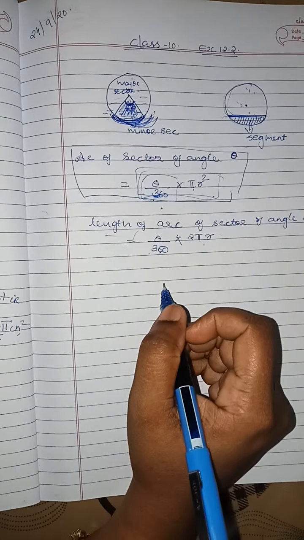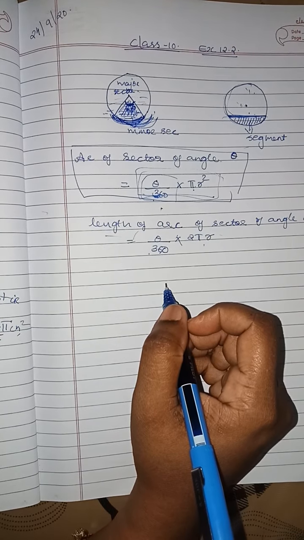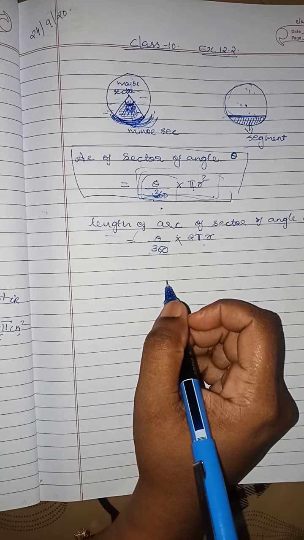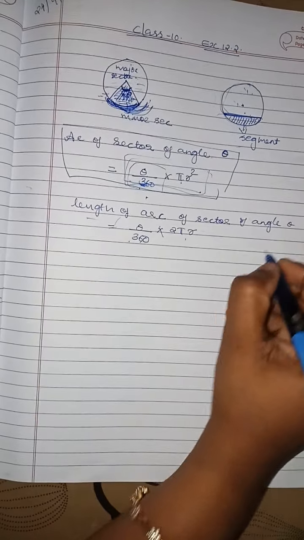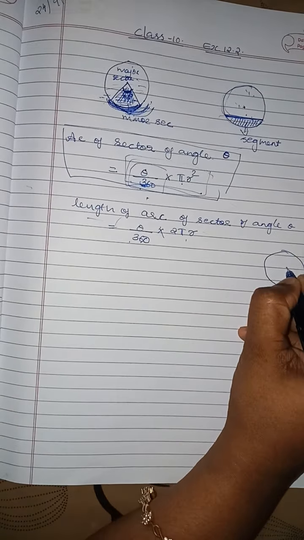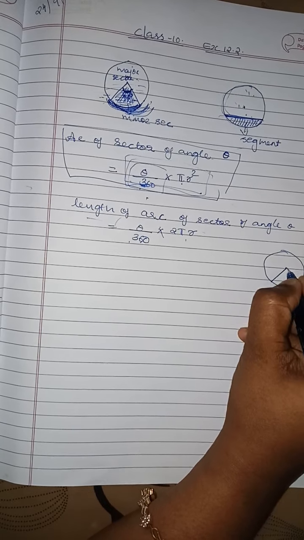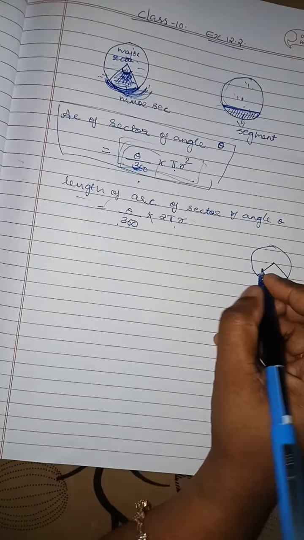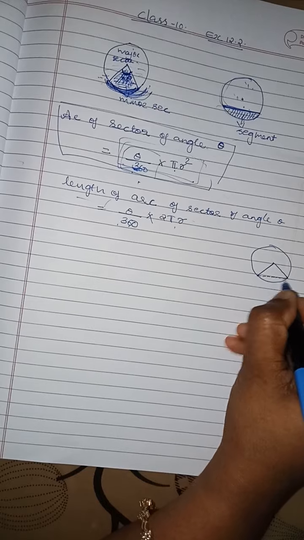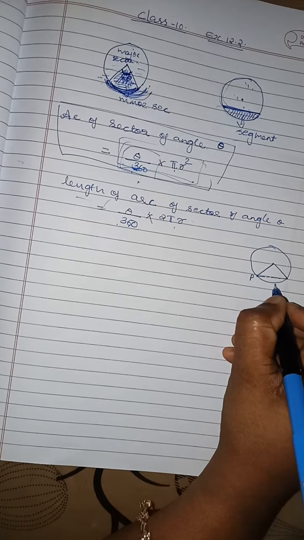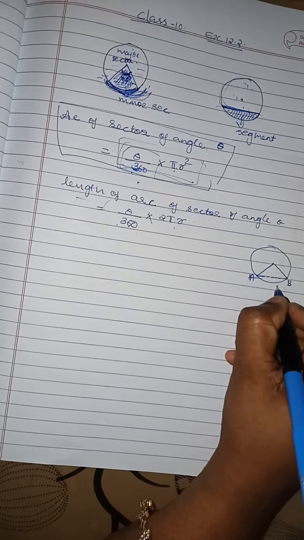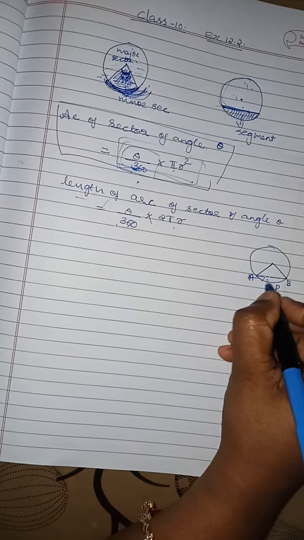Next, the area of a segment. If you want to calculate the area of one segment, I am drawing one circle here. This is the center of the circle, and this is one portion here. This is the chord. I am marking it as A, B, P. This is the chord, correct? So this is the segment.